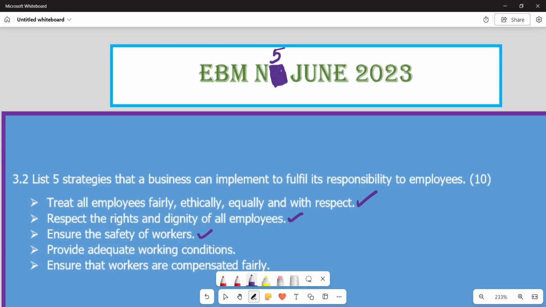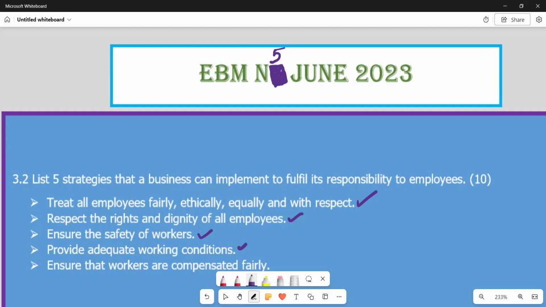In any regard, the business should ensure that workers are safe in terms of the equipment that is being used. Are they using friendly equipment that is not going to harm the employees? There should be proper working conditions in terms of the equipment or tools they are using in that business. The next one, the fourth one: provide adequate working conditions. We are talking about general working conditions that exist in that workplace. Are they adequate, and are they up to scratch?